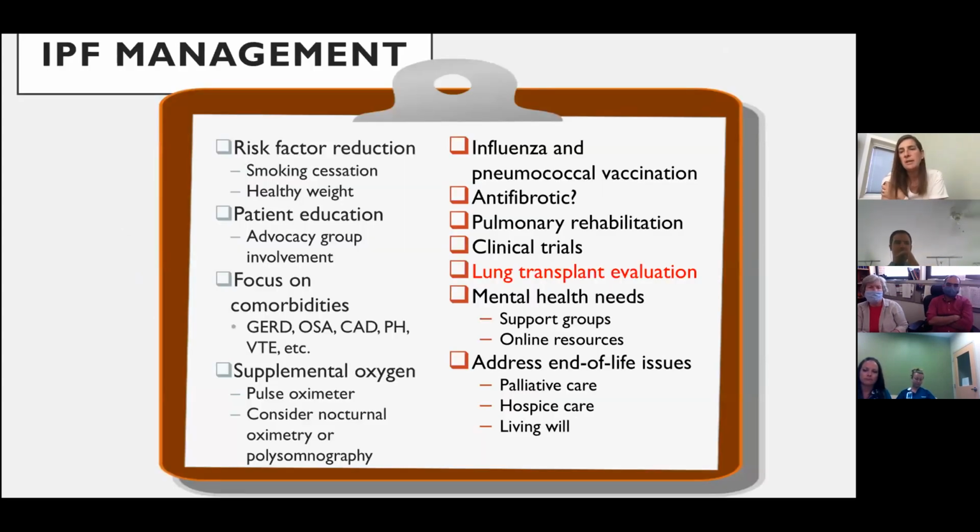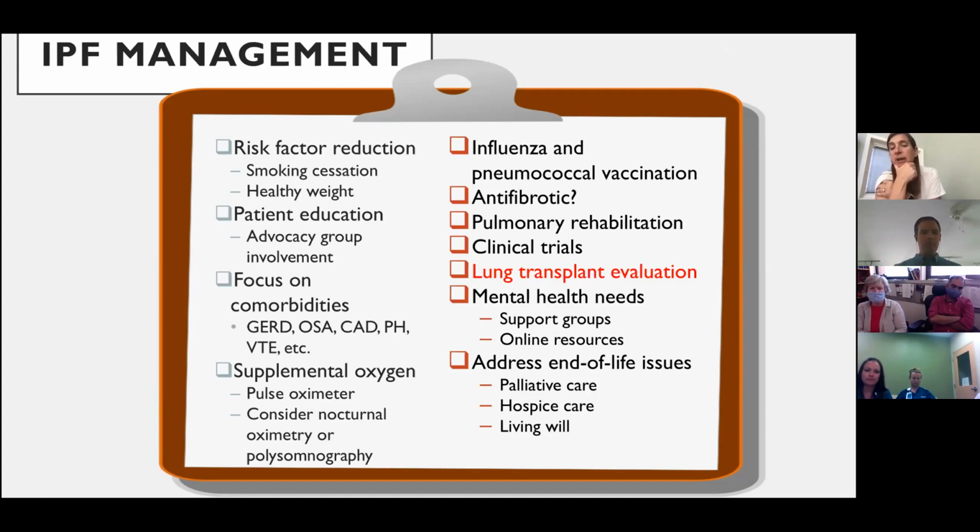So IPF management, this will lead us into Dr. Rahman and Dr. Cahill, is really multifaceted management, as you know, and this is a little checklist that I use or think about to make sure we're doing all the right things. Making sure we're reducing risk factors when we can, getting patients to be their own best advocates, educating them so they know what to do with their disease, and paying attention to their comorbidities, which is a big process in and of itself: GERD, sleep apnea, coronary disease, so common in this population. Supplemental oxygen, which we spend a lot of our time doing, right? Getting people on the right oxygen and talking to them about their saturations, et cetera.